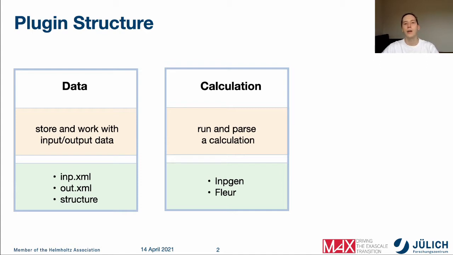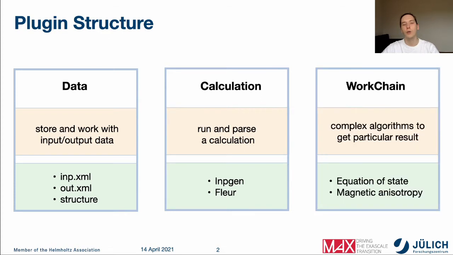And finally, we'll switch to the best part of the whole AiiDA code, which is the WorkChain. In my opinion, the WorkChain is the best part because it allows one to automatize the routine tasks to calculate a particular property of a material, for example, equation of states.